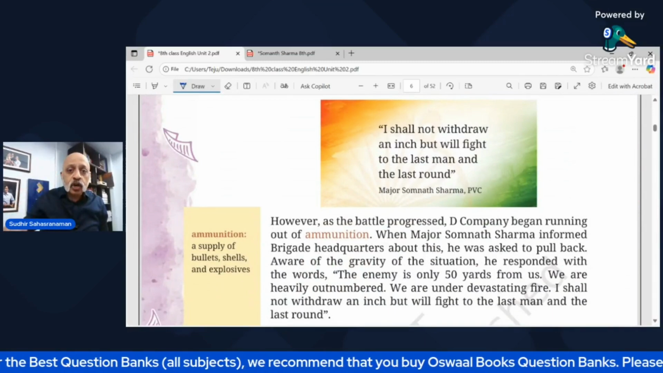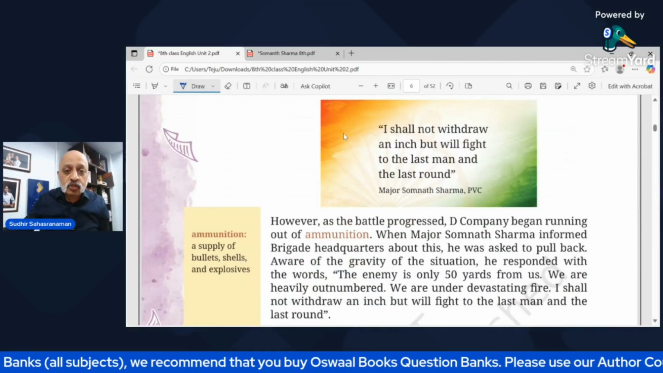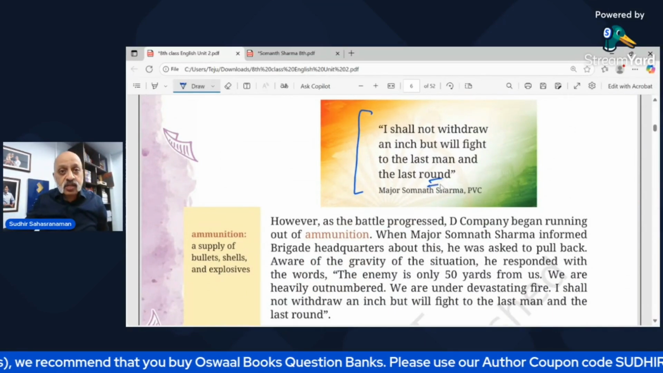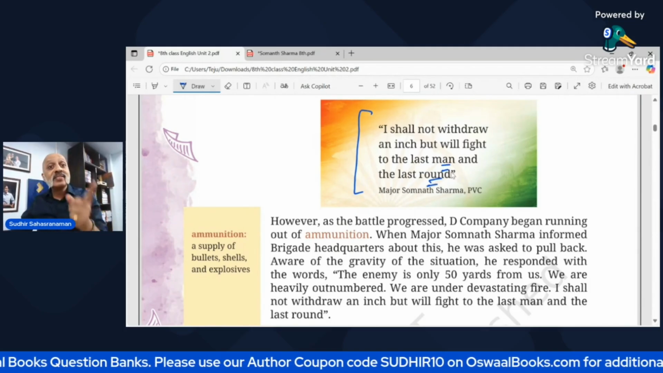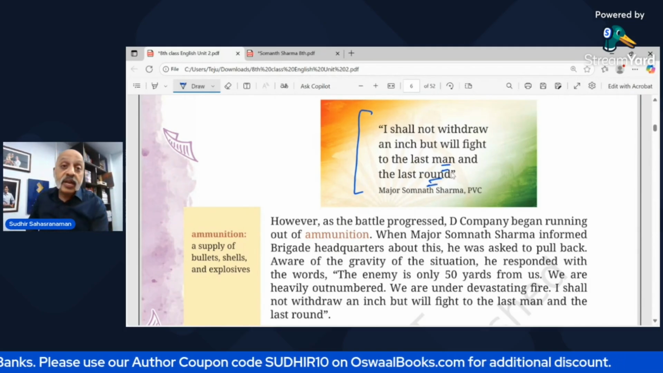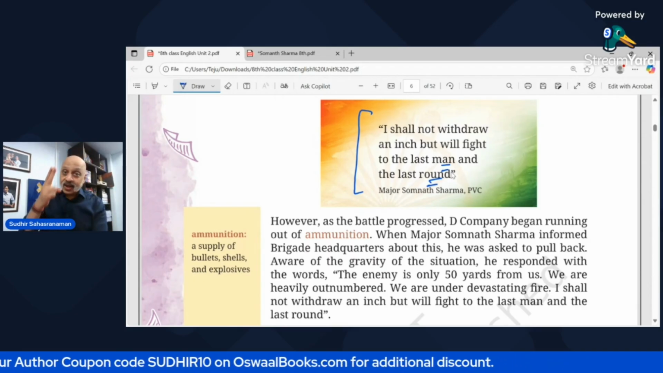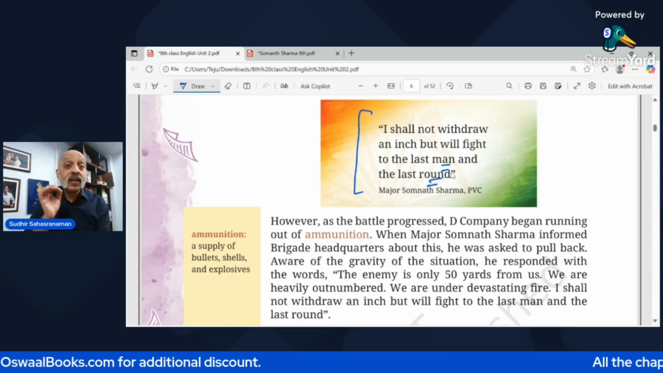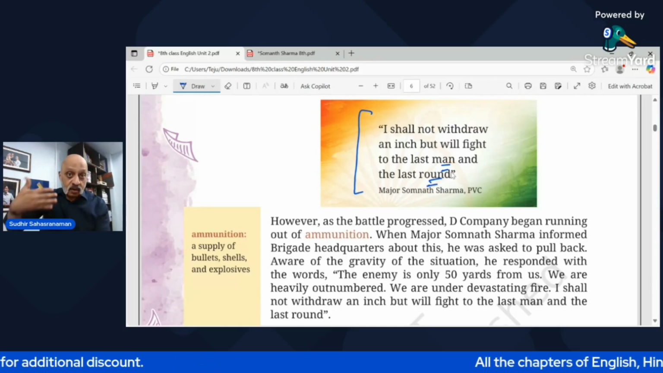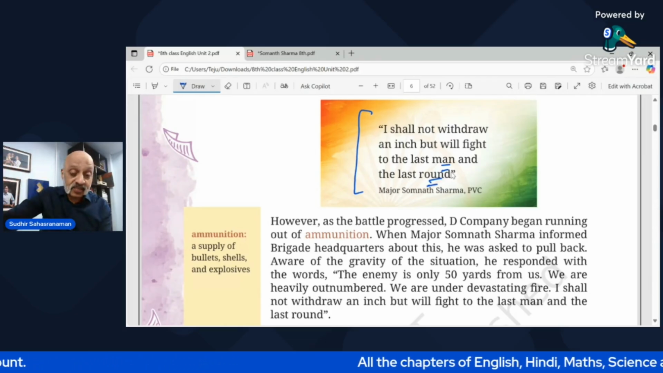I shall not withdraw an inch, but I will fight to the last man and the last round. The last round is the last round of cartridges that he would have. Last man is till the time the last Indian soldier is alive and has a gun in his hand, we will fight. We will not go back an inch. That was his determination. That was his tenacity.